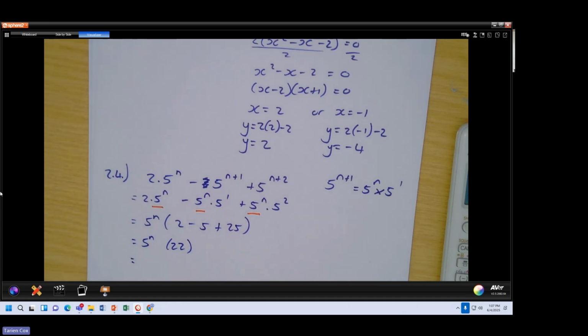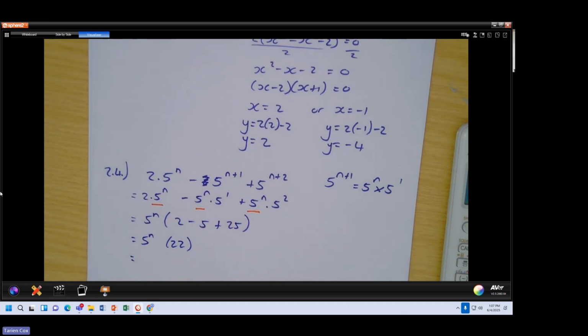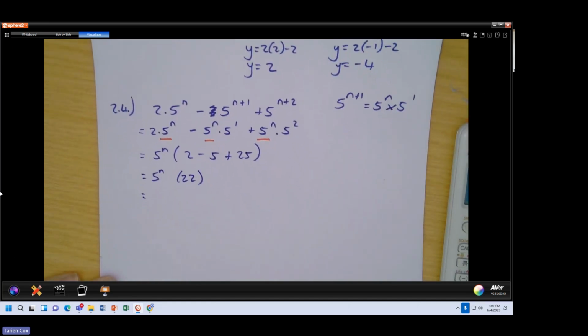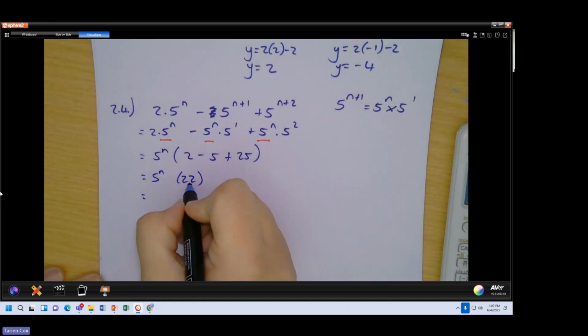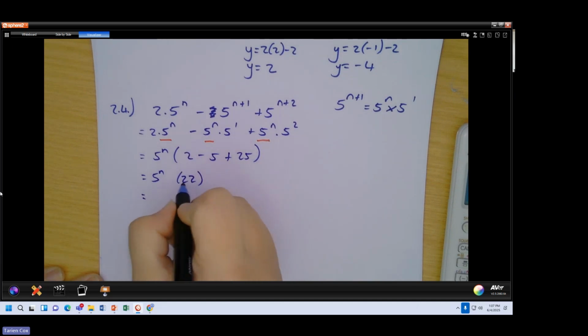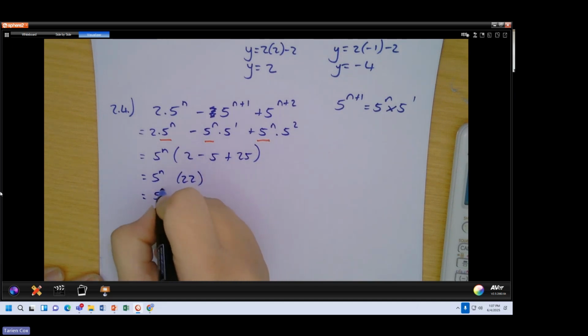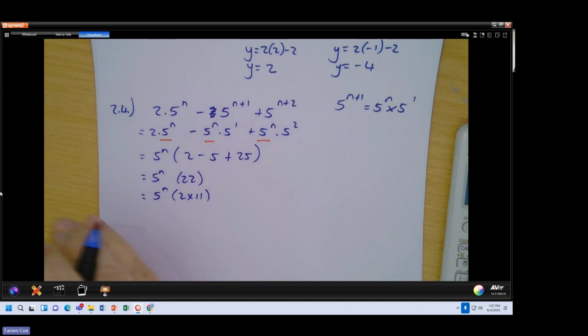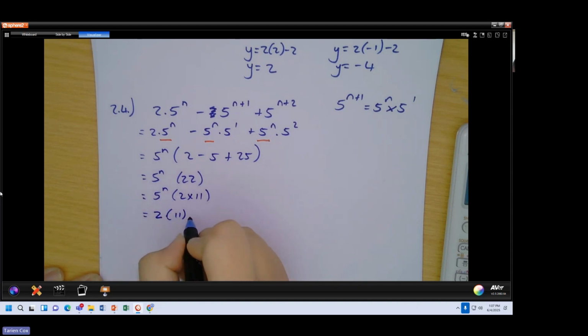What I'm going to do is give you a proof of why my answer will always be even. When I take out a 2 here, I'm going to split this 22 up into 2 times 11. And remember, the order in which you multiply doesn't matter. So it's 2 times 11 times 5 to the power of n.